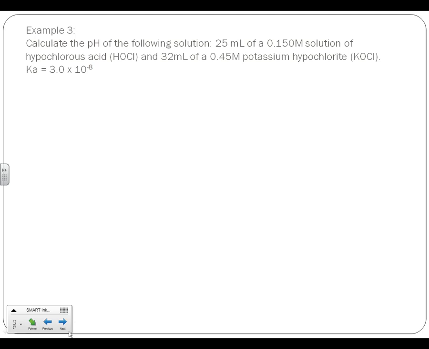Let's do another example. pH of a hypochlorous acid, sodium hypochlorite solution. So it is a weak acid, and we have its conjugate base. So the first thing I'm going to do, of course, is write out my equation, my ionization. Equation, what is taking place? So hypochlorous acid, and I'm adding to it potassium hypochlorite.